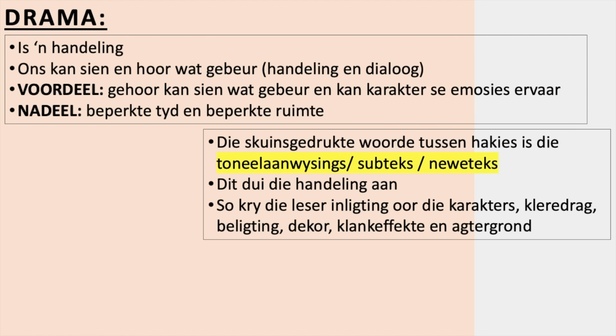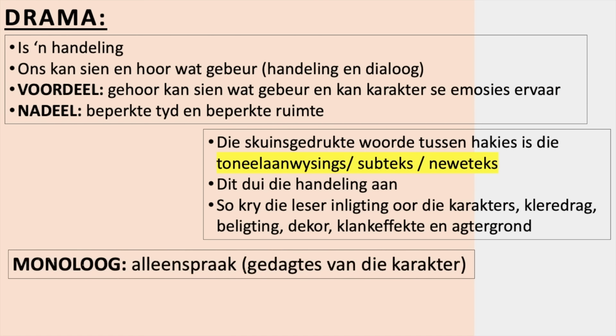Dit dui die handeling aan. So kry die leser inligting oor die karakters, so karakters, kleredrag, beligting, dekor, klankeffek en agtergrond. So that's just what I said, it indicates the movement, and what it does is we as the reader, when we're just reading the drama, we get the information on the characters, what they have to wear, the lighting, the decor, the sound effects, and the scenery, the background of the stage.